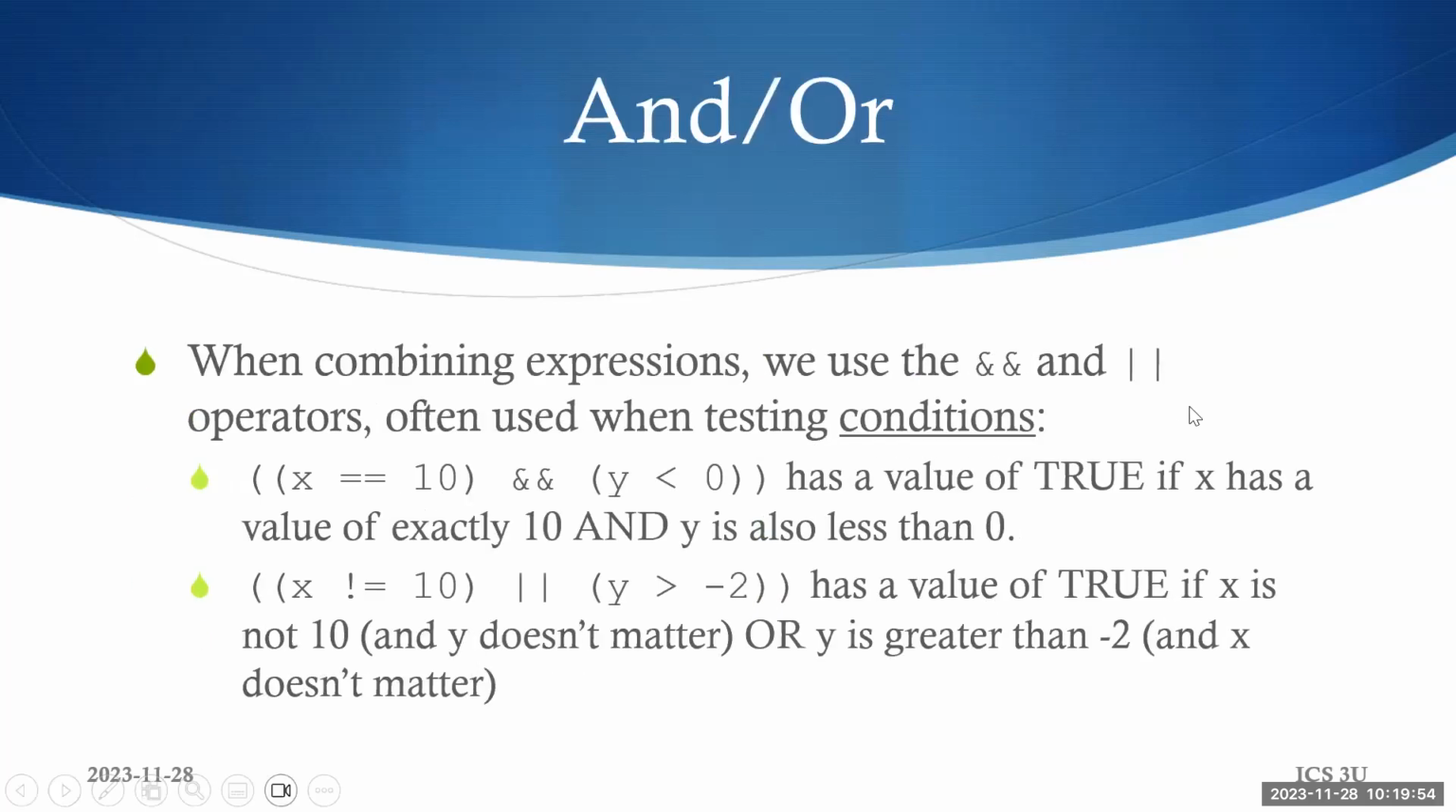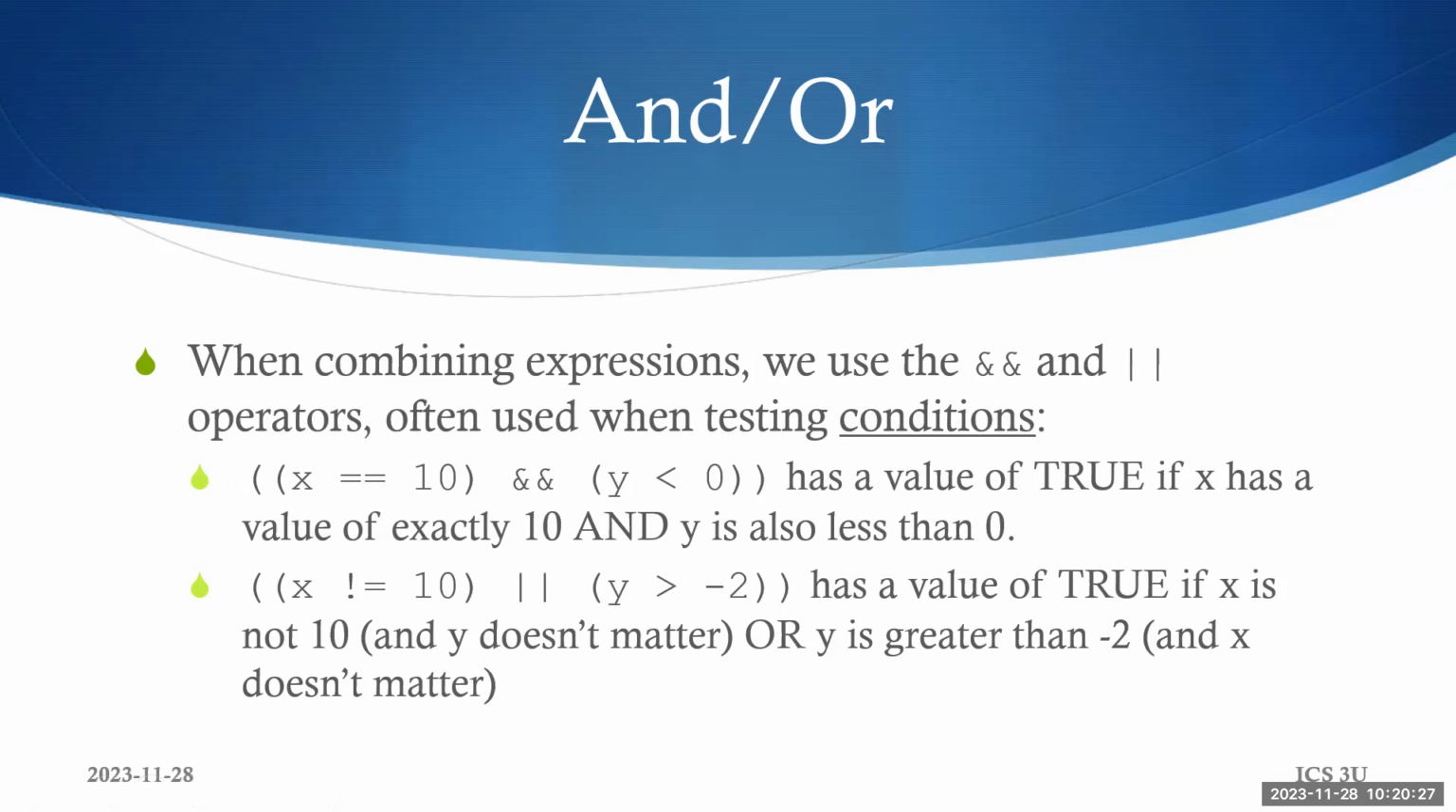All right, here's some examples. So we also have, they call them ampersands, a double ampersand. What this means is and. So in order for this whole statement to be true, we need x equal to 10 to be true, and we also need y less than 0 to be true. Only when both of these are true is the whole statement true.